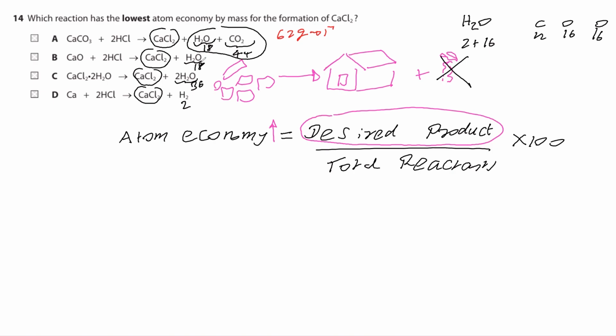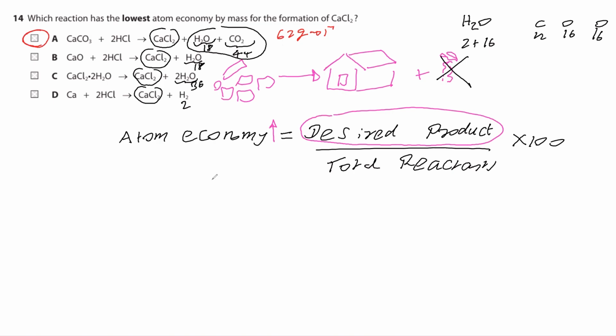But here 18.30 is neither close to this 62. That means there are many byproducts or waste products in this reaction A. So I expect that to be the one which has the lowest atomic economy. You can do the math, you will see the result.